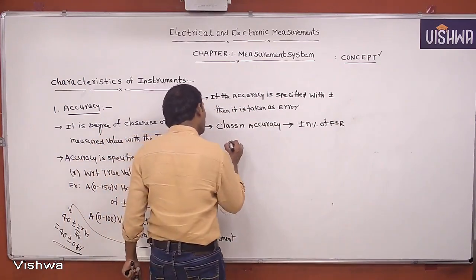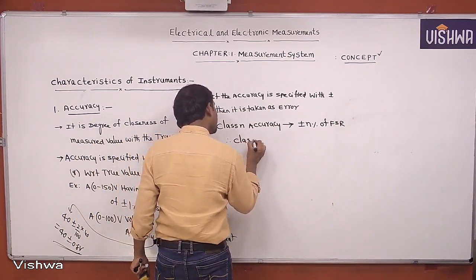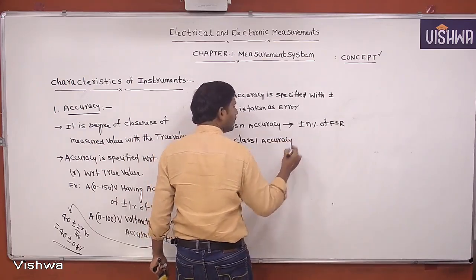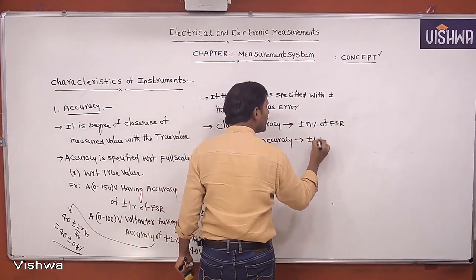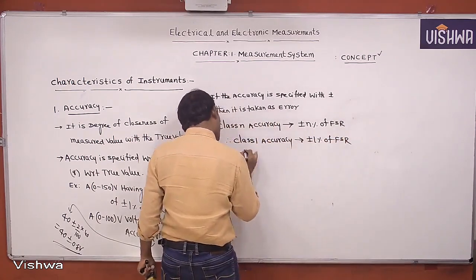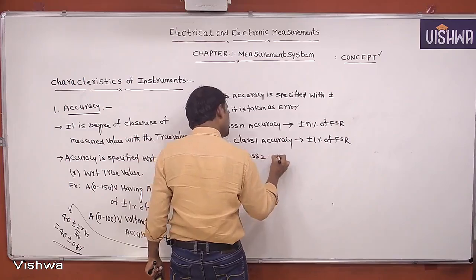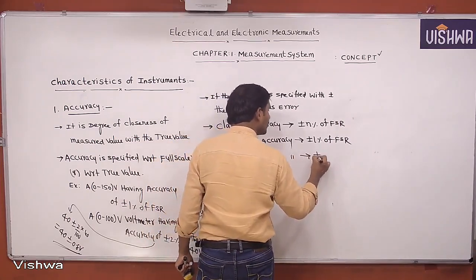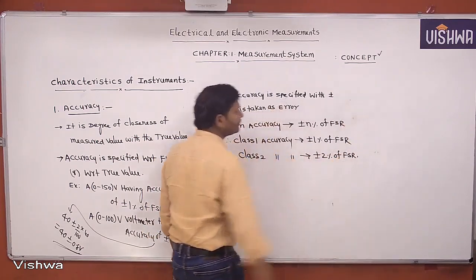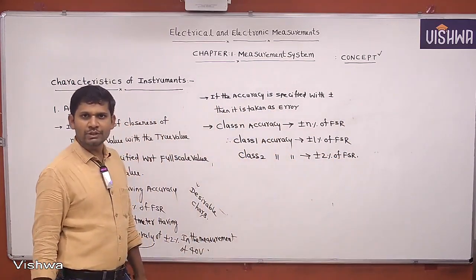For example, what do you mean by class 1 accuracy? Class 1 accuracy means plus or minus 1% of full scale reading. What do you mean by class 2 accuracy? Class 2 accuracy means plus or minus 2% of full scale reading. Like that you take. This is the accuracy specification.